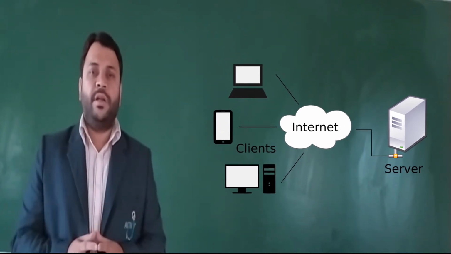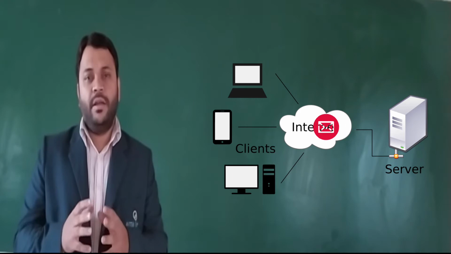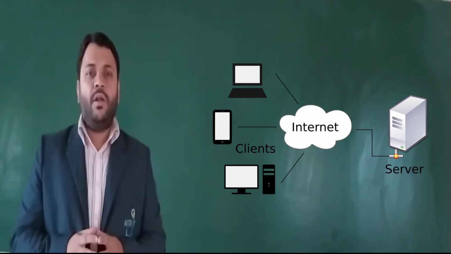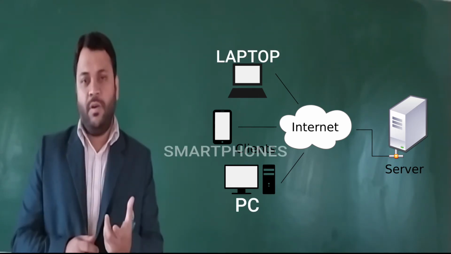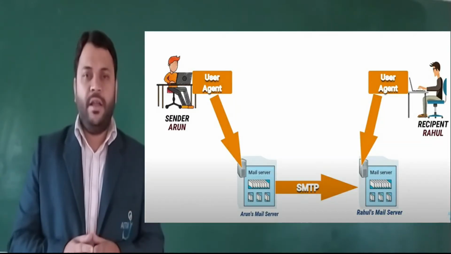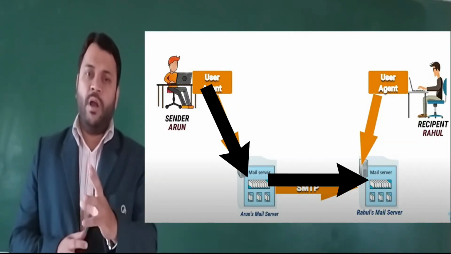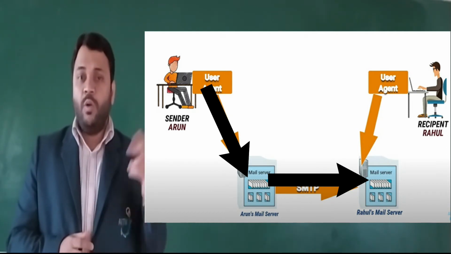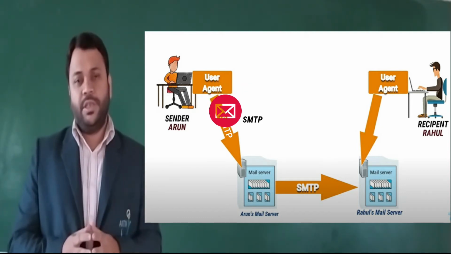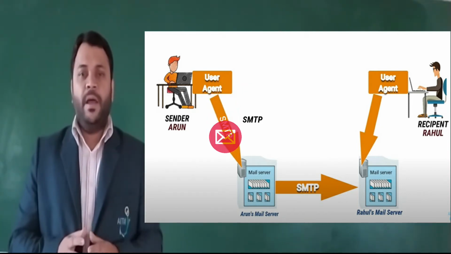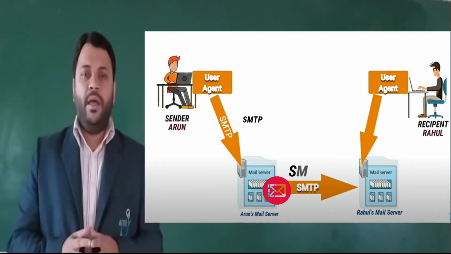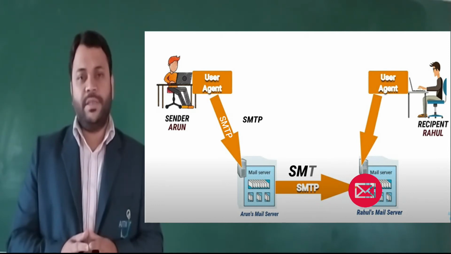The typical user reads email with a client that executes on the user's end system. For example, on a system or a laptop or a smartphone, you will be accessing the mails. SMTP has been designed for pushing email from one host to another. Arun's user agent uses SMTP to push the email messages into his mail server. Then Arun's mail server uses SMTP to send the mail to Rahul's mail server.